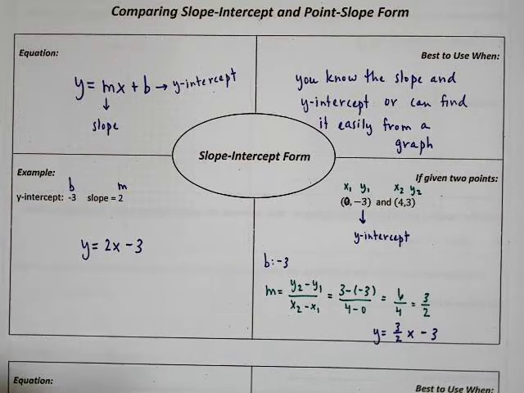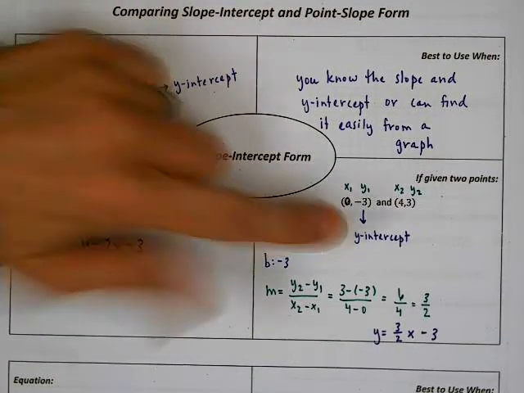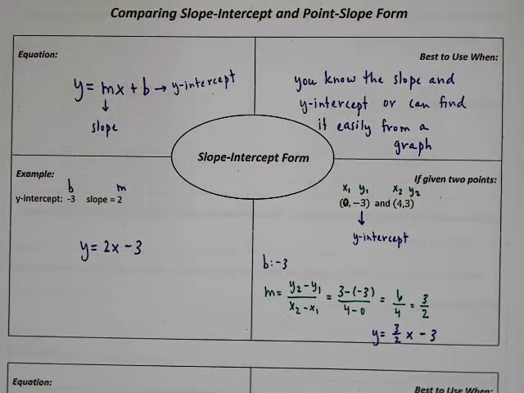So I want us to all be aware, when we see a point whose x-coordinate is 0, we know they're giving us the y-intercept, so it makes sense for us to use slope-intercept form.